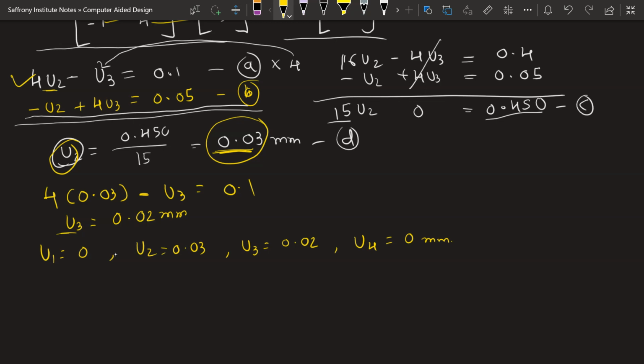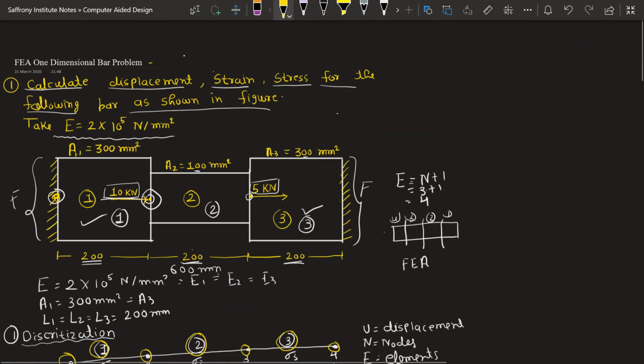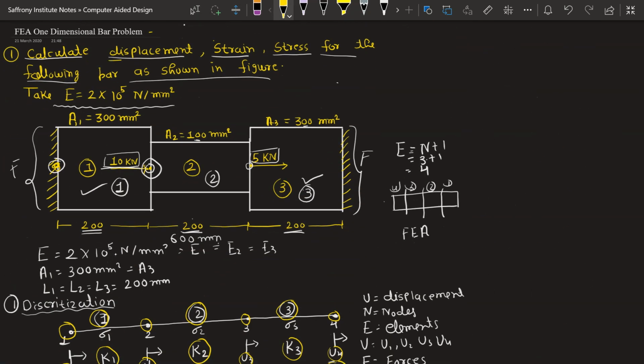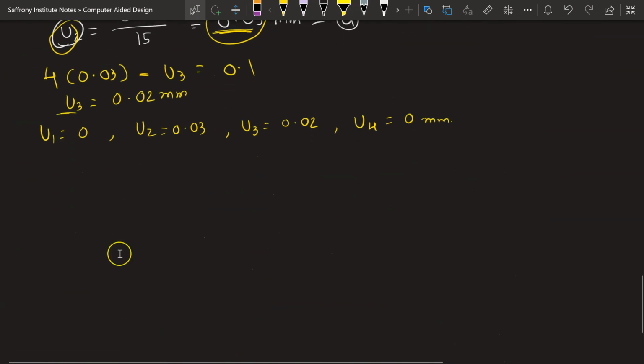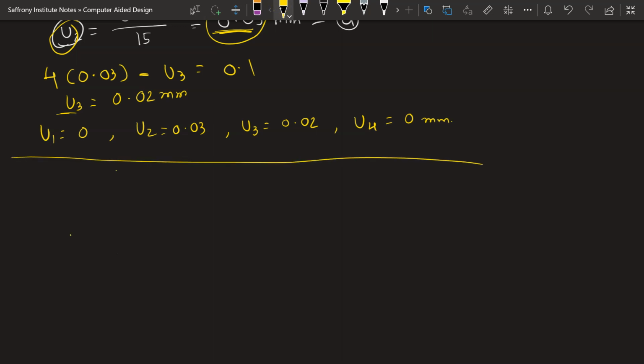So the first requirement of this numerical, to find the displacement, got fulfilled. Now we are moving to the next one. The next requirement is very simple and very easy to do. Now in the next step, we'll understand the stress in each element.